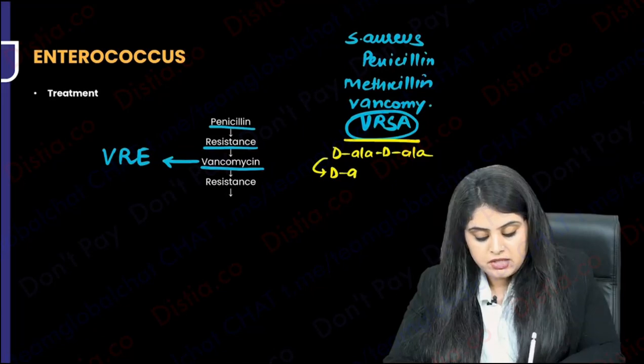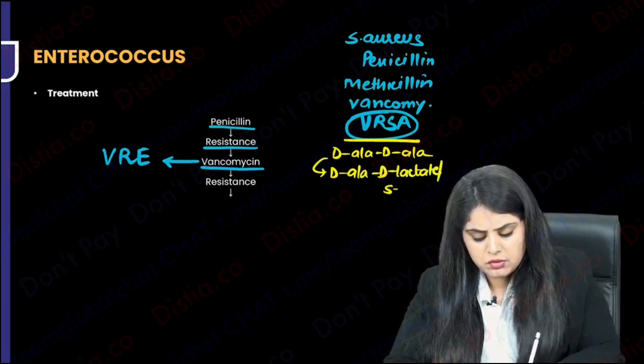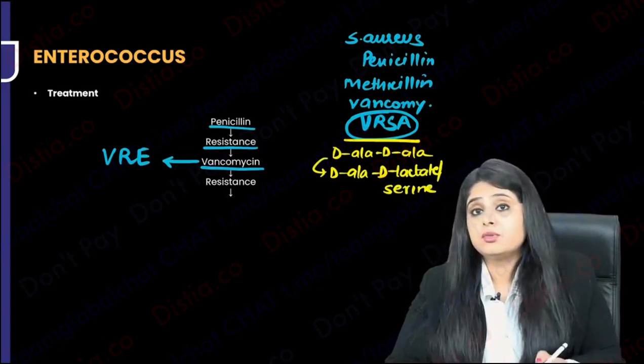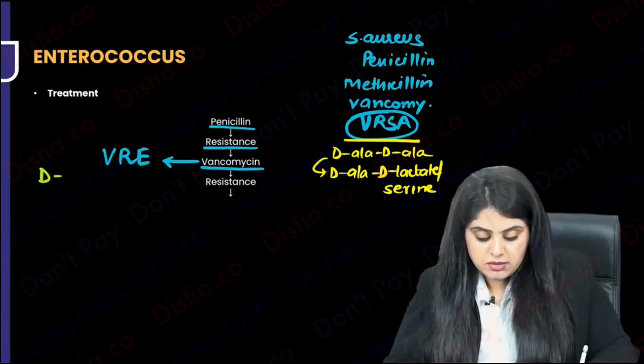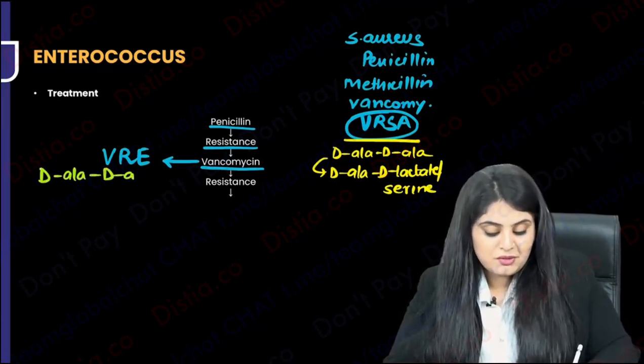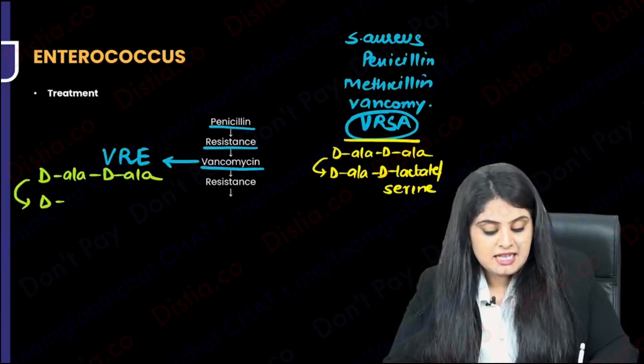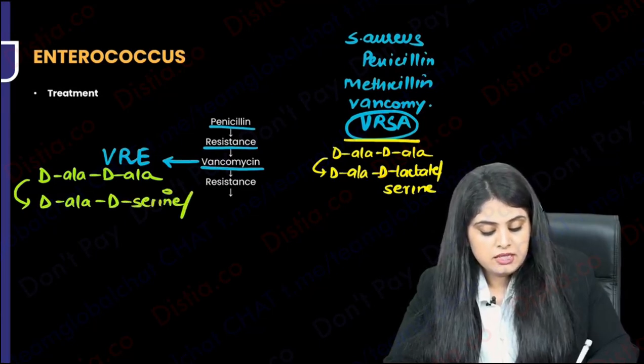D-Ala was changed to D-Ala D-lactate or D-serine. Remember this story? I hope you guys remember this story. This is very, very important. So remember, vancomycin-resistant Enterococcus is also because of the same. D-Ala has changed to D-Ala D-serine or to D-lactate.